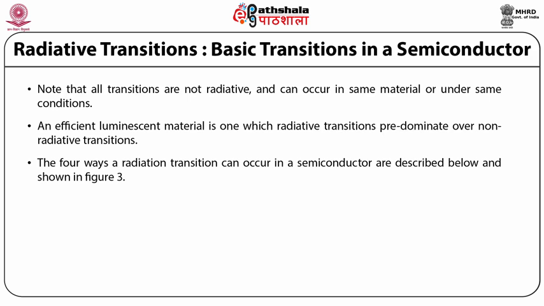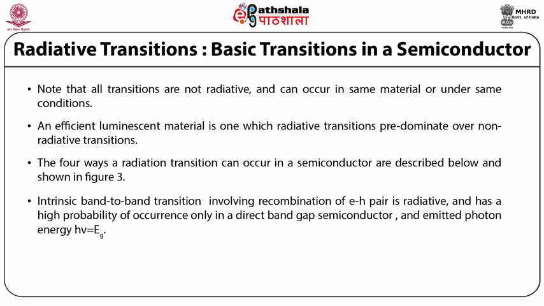First one is the intrinsic band-to-band transition involving the recombination of an electron-hole pair. It is radiative and has a high probability of occurrence only in a direct band-gap semiconductor. And the emitted photon energy, that is h nu, is equal to Eg.